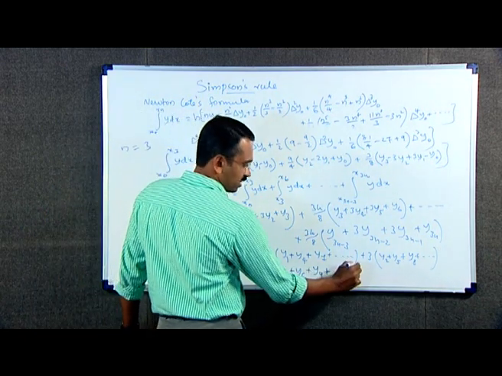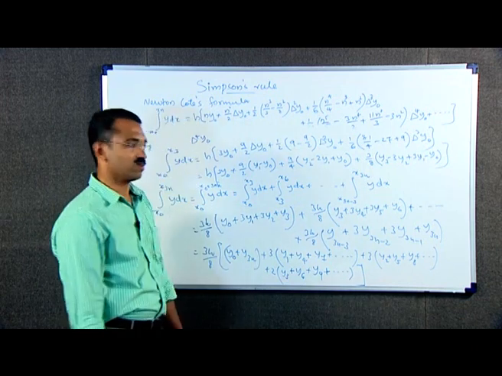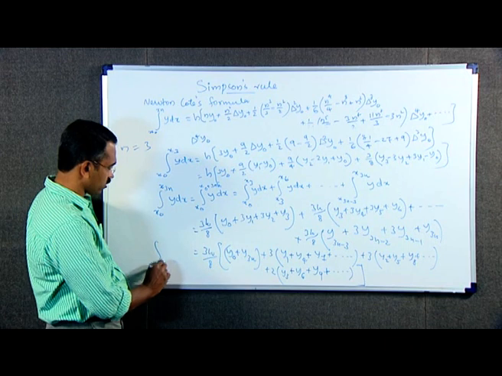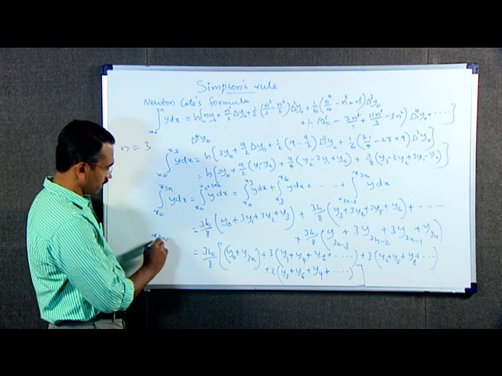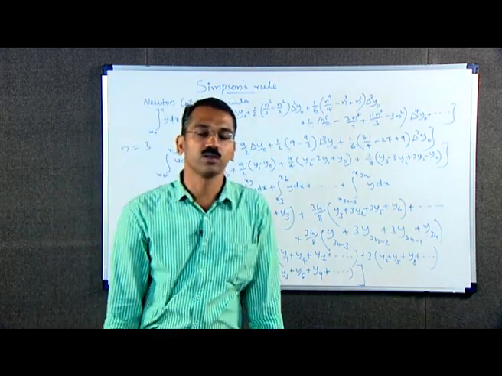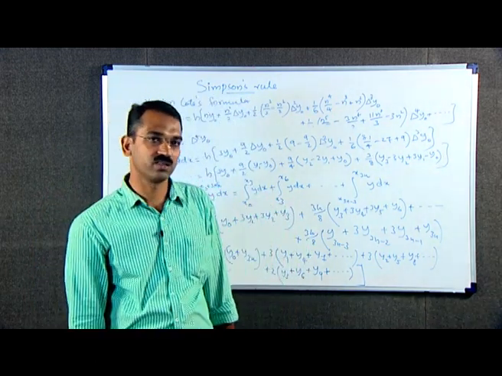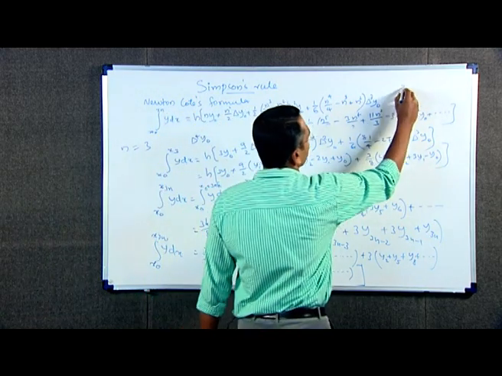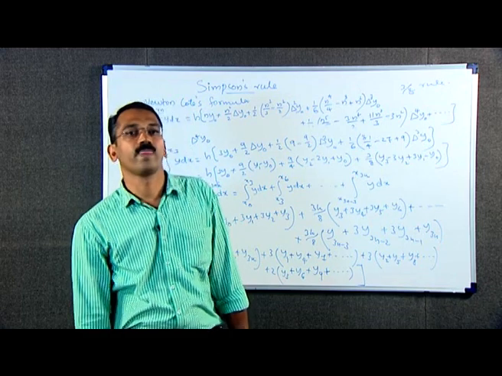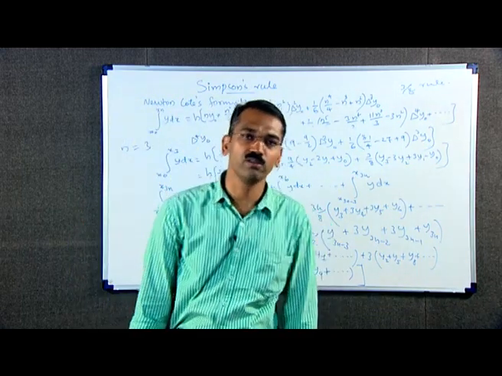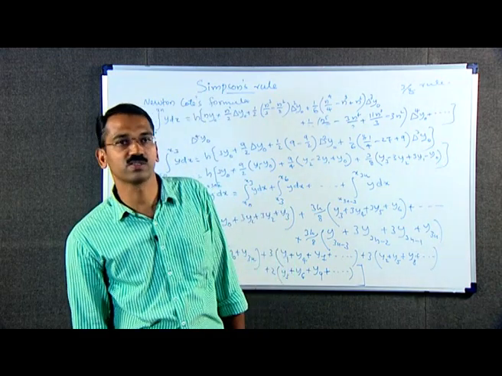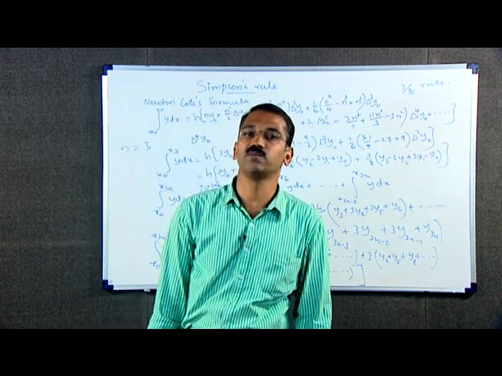3h by 8 is common, therefore we use the bracket. This formula, that is, the integral from x naught to x3n of y dx equal to this, is known as the composite Simpson's 3/8 rule. To apply this rule, the interval of integration must be divided into a multiple of 3 number of subintervals, each of the same width h.